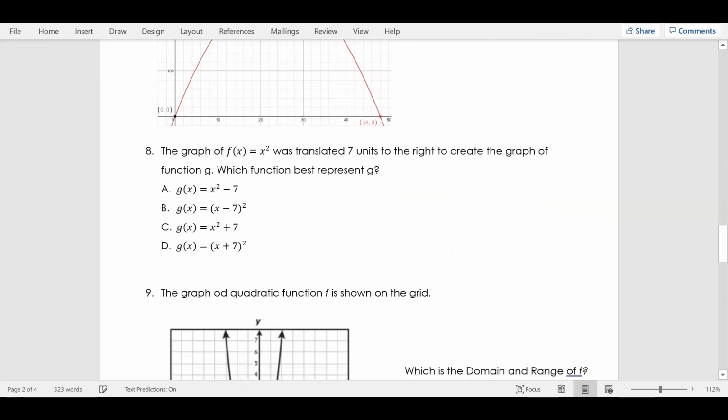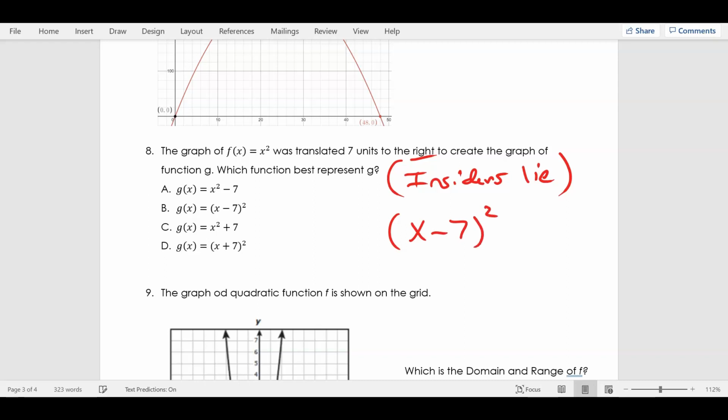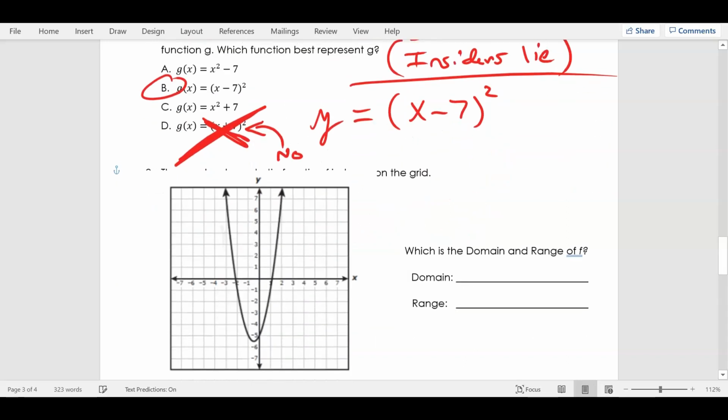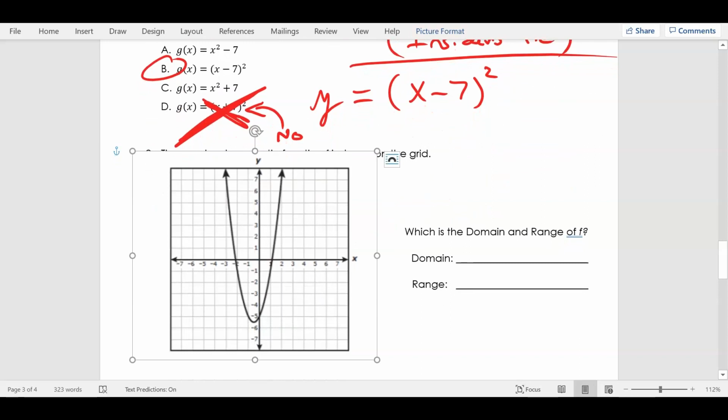The graph of x squared was translated 7 units to the right to create the graph of g, which is the best function. So remember, to the right, insiders lie inside of parentheses. So it'll be parentheses x. Right usually means plus, so we're going to put minus 7. And if it's squared, it is squared. So my best answer is B, not D. Because insiders lie. Please don't forget that when we're talking about horizontal.